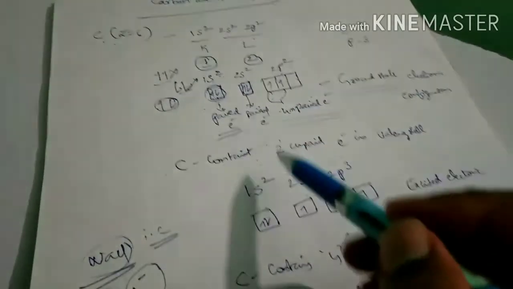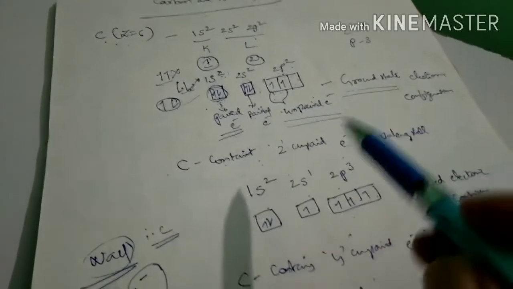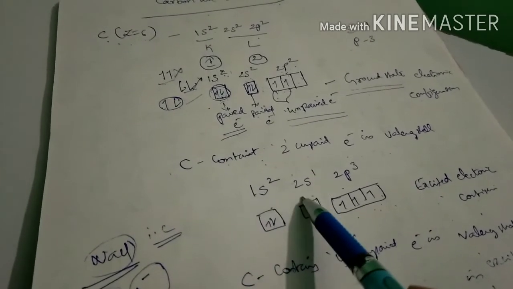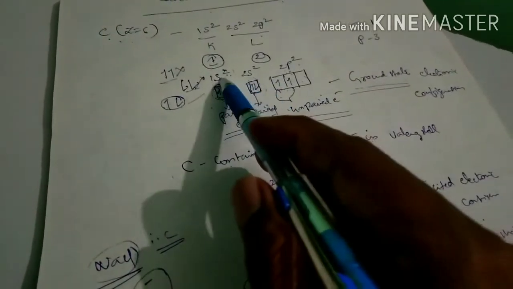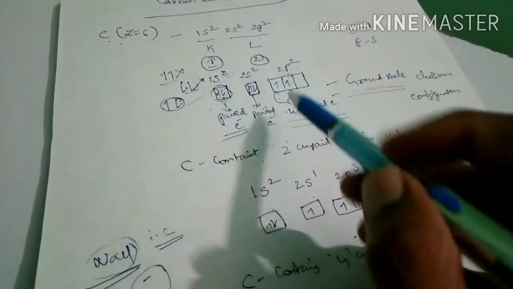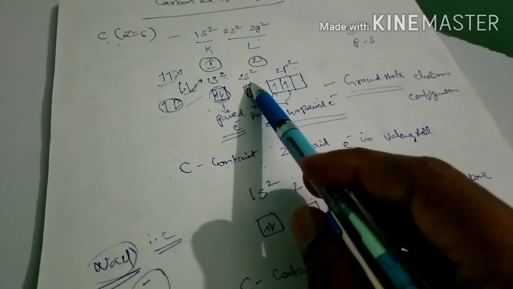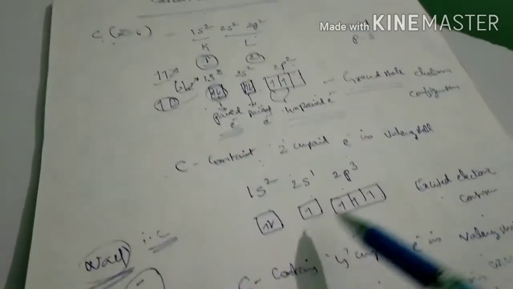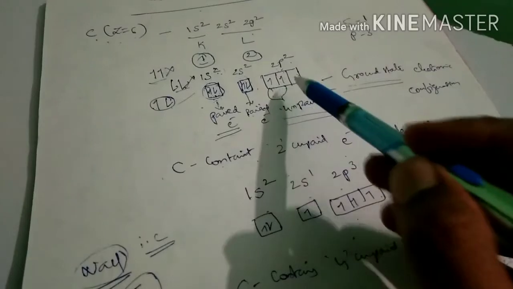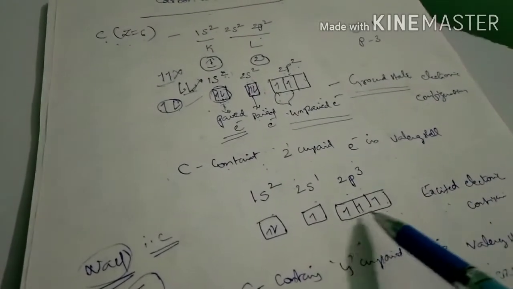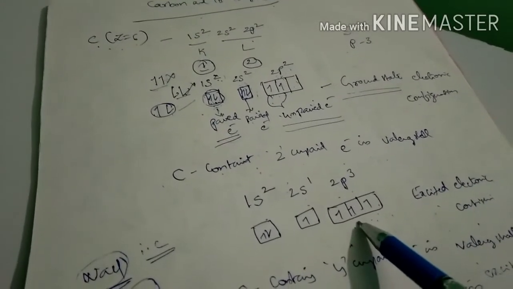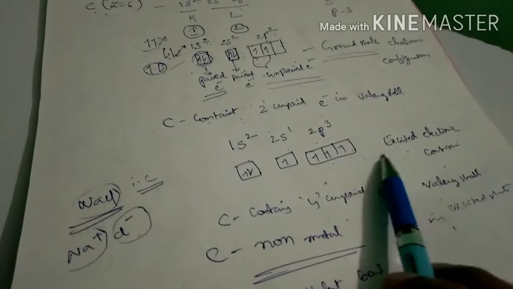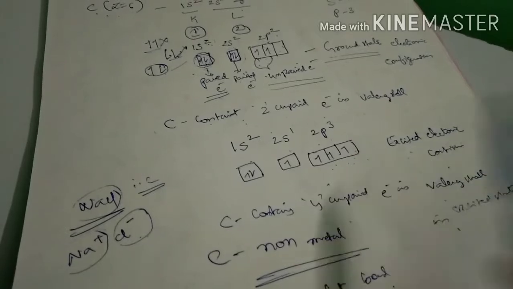When we apply energy, that means carbon undergoes excitation. Then that excitation configuration is called what? 1s2, 2s1. That means there is no change in this configuration, but change in this configuration. That means one of the electrons jumps from here to here. Then 2s2 becomes 2s1 and 2p2 becomes 2p3. We should mention like this. This is the orbital representation of carbon atom in first excited state. This is called excited state electronic configuration.